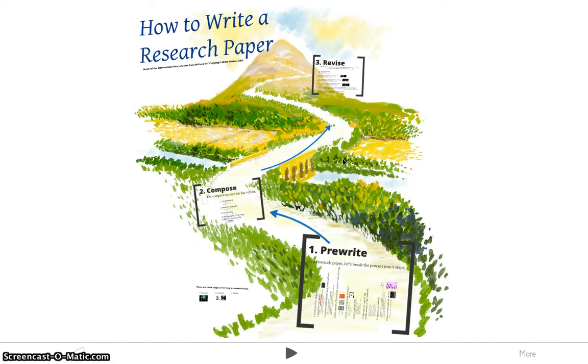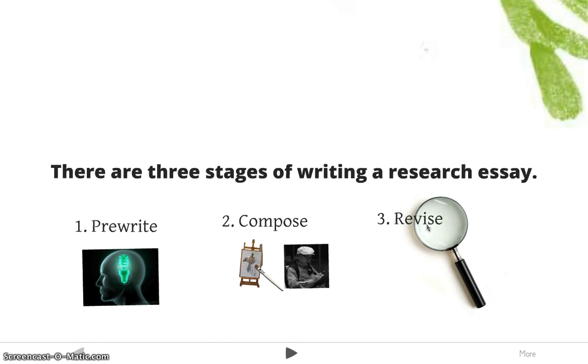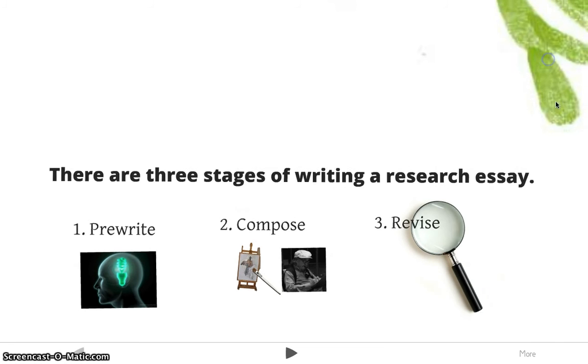So, how to write a research paper. It's a little bit like climbing a mountain. There are a few steps that can help you get up there, and hopefully it's a nice pretty mountain like this one, and it won't be so hard. Like I say, there are 3 stages: pre-writing, composition, and revision. Today we are going to focus on the pre-write, thinking it up. So that's like the light bulb guy here.